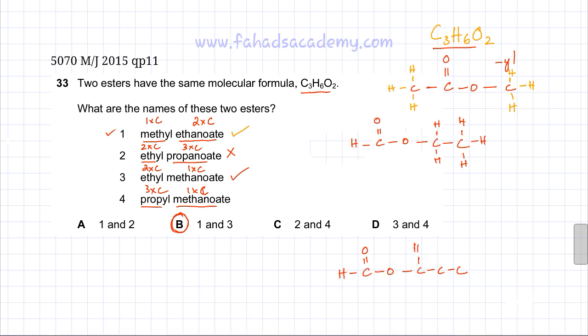Each carbon atom should be making a total of 4 bonds, so I'm adding hydrogens everywhere. This one is also incorrect, because if you simply count the carbons, that's 1, 2, 3, and 4 carbon atoms, whereas our molecular formula just had 3 carbon atoms. So the fourth option is also incorrect. The second and the fourth options were incorrect, whereas 1 and 3 were correct. So option B is the correct answer for this question.